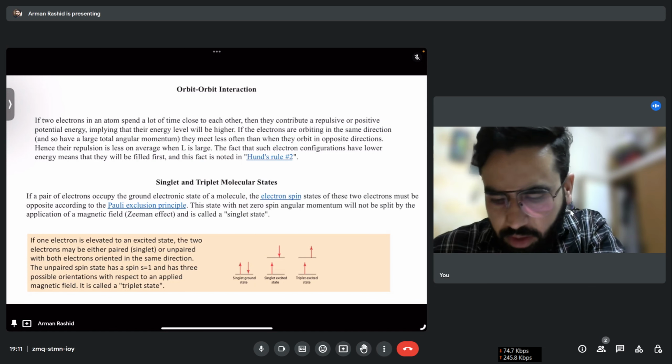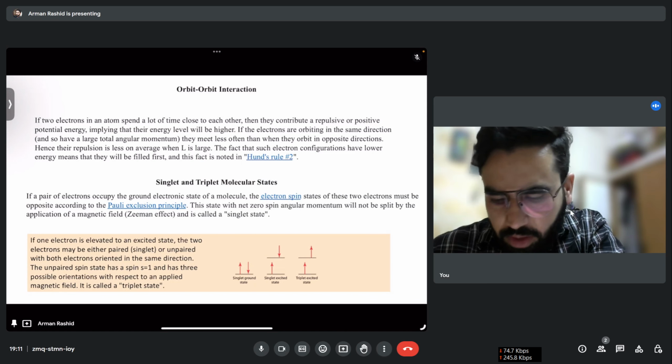But if you move both electrons in the same direction, this way as well as this way, they are relatively moving with each other. As a result, they will interact less often. Because of that, you will have lower energy. So this is the reason why the states which have higher orbital angular momentum are lower in energy. We have first explained Hund's rule 1. Now this is Hund's rule 2. So those states which have higher orbital angular momentum will have lower energy. Okay, so this is orbital interaction.